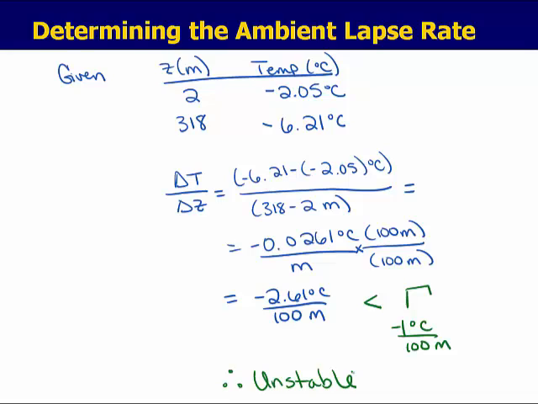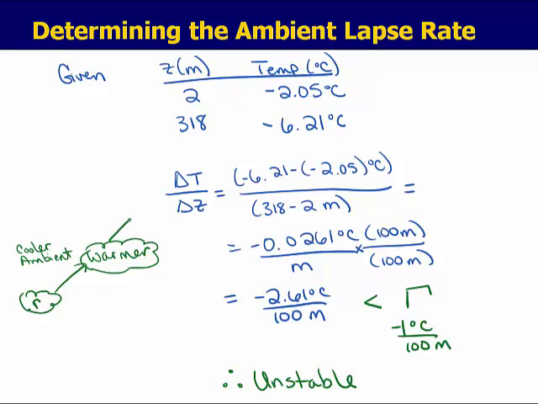If you think about this, you have a condition where your ambient air is losing temperature much faster than the dry adiabatic air. So as that parcel of air, which is dry, rises, it's going to stay relatively warmer than your ambient condition, because your ambient condition is losing temperature faster. It's becoming cooler relative to your warmer parcel of air. The result is that your parcel of air will continue to rise relative to the adjacent atmosphere. This is unstable.